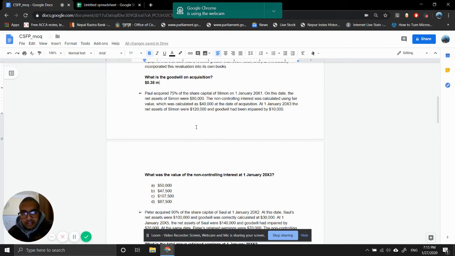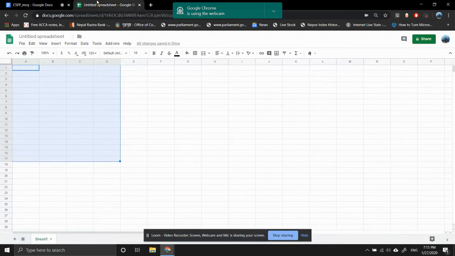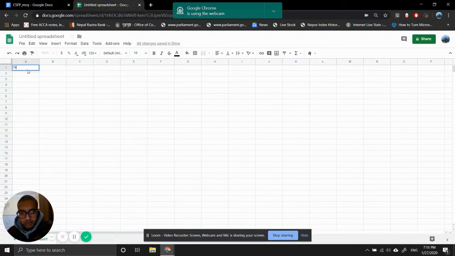Paul acquired 75% of the share capital of Simon on 1st Jan 20x1. On this date, the net assets of Simon were 80,000. The non-controlling interest using fair value was 40,000. On Jan 1st, the net assets were this much, and then goodwill was impaired by this much. What was the value of non-controlling interest? In this particular case, let's create our standard format.